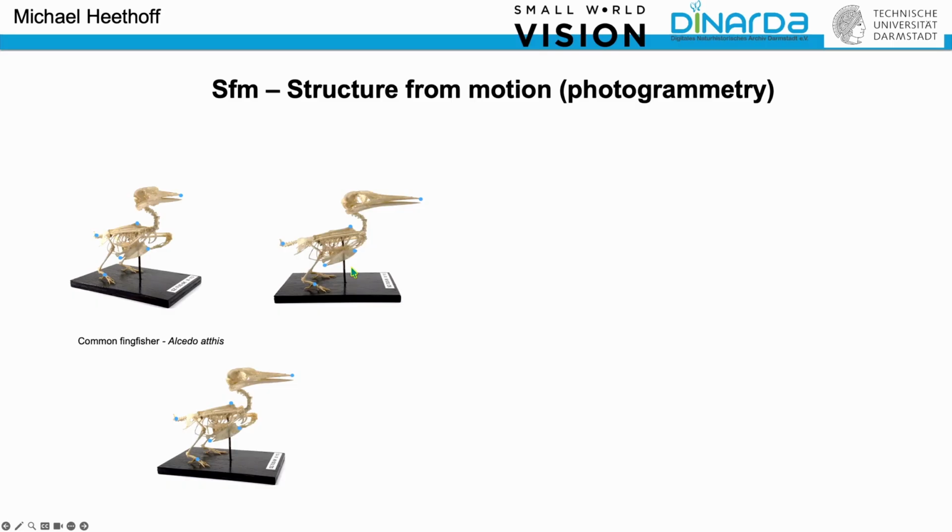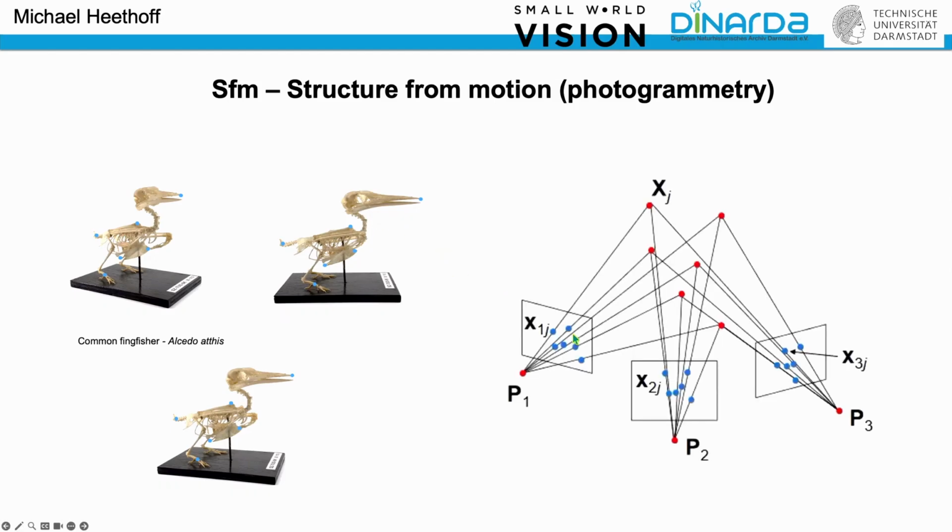I took a couple of images from a common kingfisher, a skeleton, and there are some blue dots which indicate feature points. When you look from different angles, then the spatial relationship of these blue dots differs. Some become closer, others are larger, the distance is larger. The 2D arrangement of these blue dots to each other, they differ.